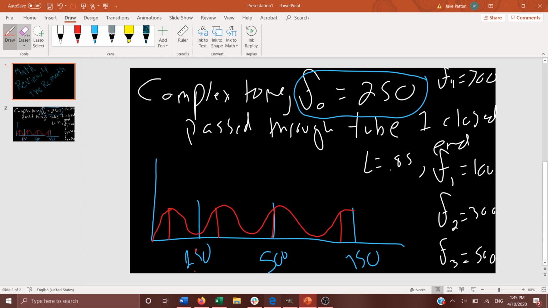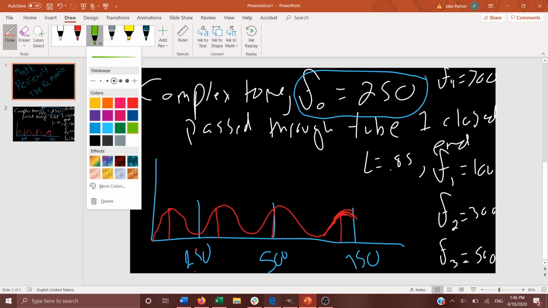So this is what our filter is going to look like. Our tube filter is going to look like this. It'll start curving back down here. So our output is going to be, let me choose a third color, our output is going to be the complex tone multiplied by the filter that we've just drawn in.